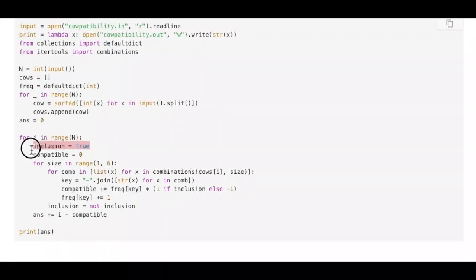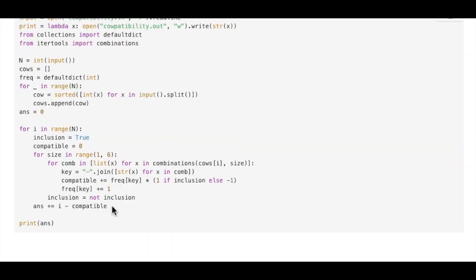And first we're going to include the answer, and then for each step, we just toggle the inclusion boolean value. So size equal 1 will be include, and then size equal 2 will be exclude, and then size equal 3 will be include again, and so on and so forth. In this loop, we're going to find all the combinations for this ice cream with this size, and then we convert this combination into a key in our frequency dictionary, and then the compatible count will be incremented by this frequency if it is inclusion, and if it is not inclusion, then of course the compatible count will be decremented.